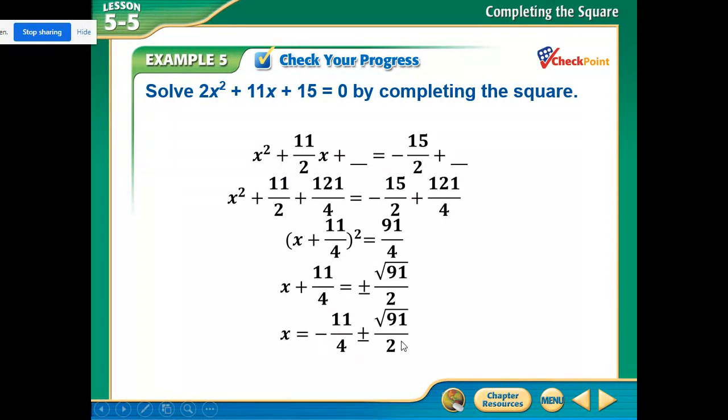I can't do anything with this. This is a square root, this is not. I can't put these together. So the nice thing about that is I'm just going to leave it. If 91 can be reduced, I do want to do that, but it can't, so I won't. And that's my answer.